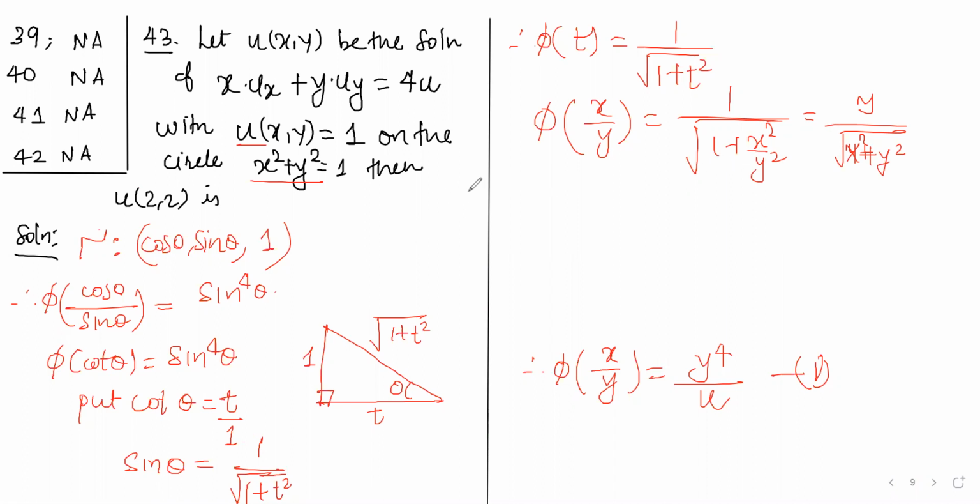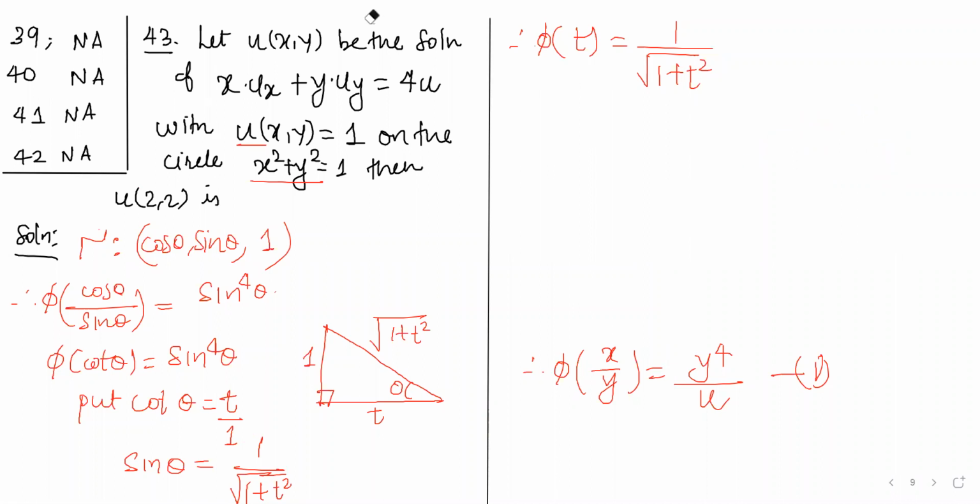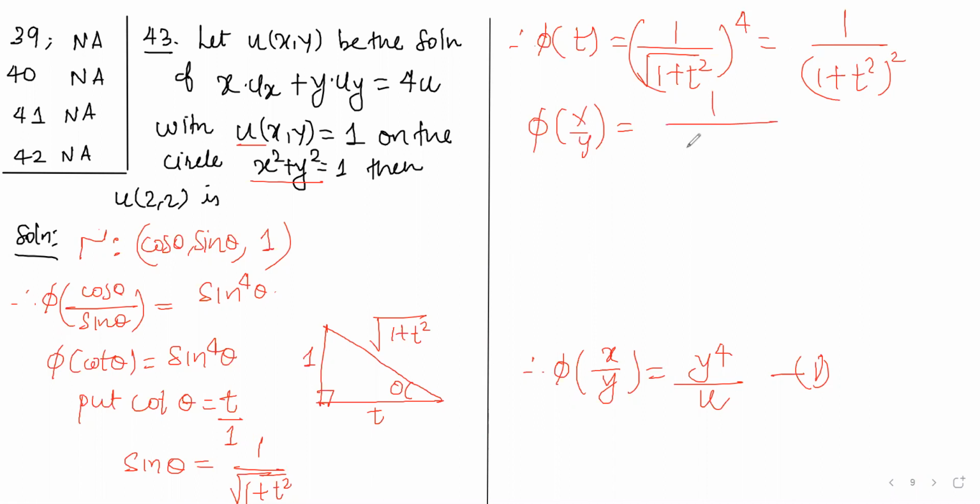But oh god, I have made a mistake here. This is not correct, because see, we got only sine theta, but here it is 4. So it will be 4 times, so that will make it 1 over 1 plus t square, whole square. Now let us find out. So phi of x over y will give me 1 over 1 plus x square over y square, whole square. That will make it y to the power 4 over x square plus y square whole to the power 2. Now this is perfect.